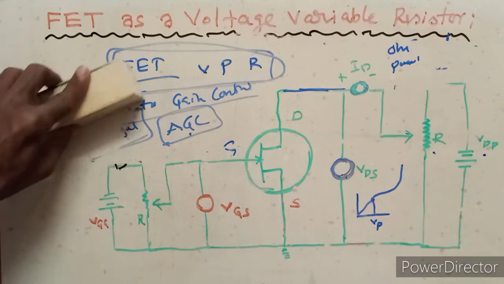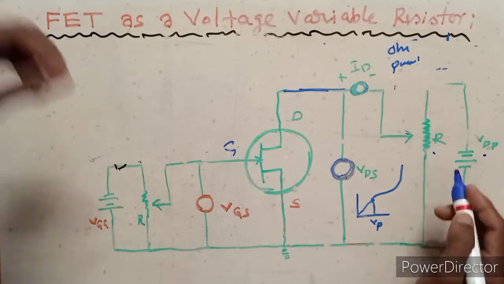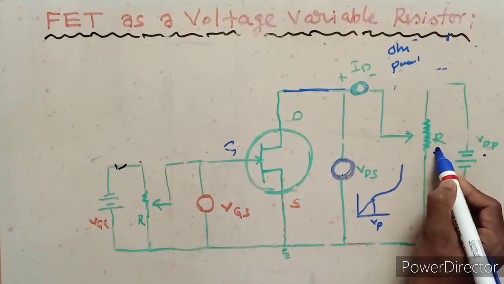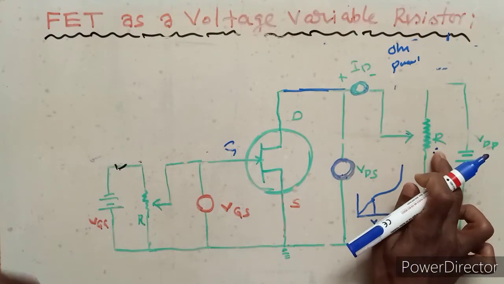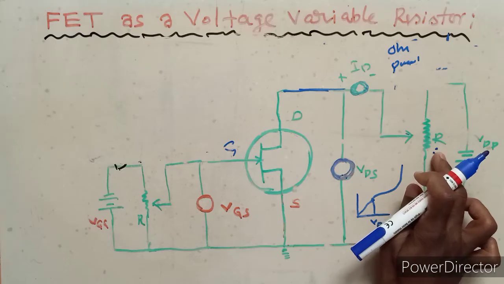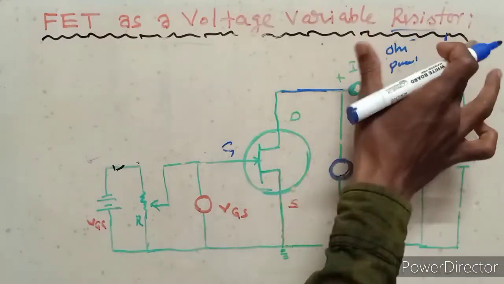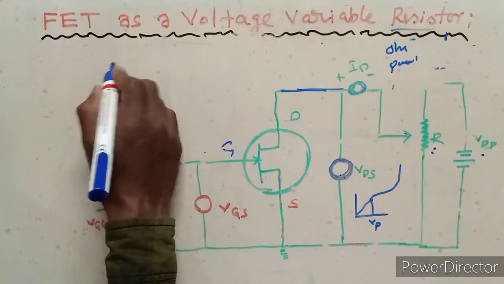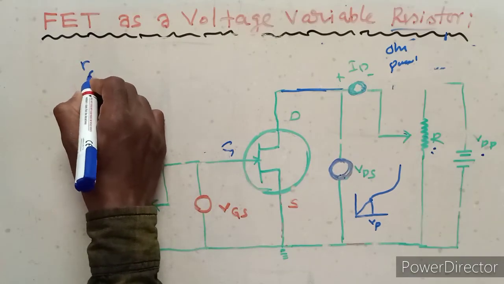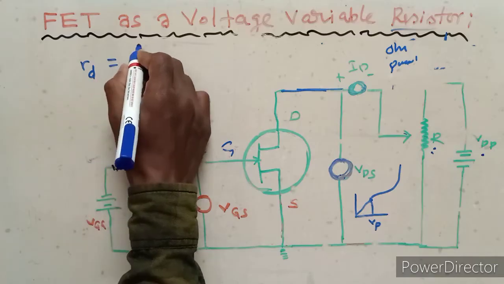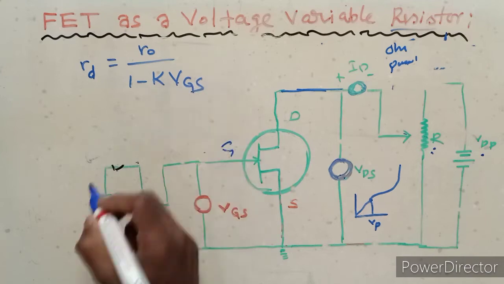So finally, this is the resistance connected to the drain. The value of the voltage variable resistor is found from this equation. Drain resistance equals R0 upon 1 minus K VGS.